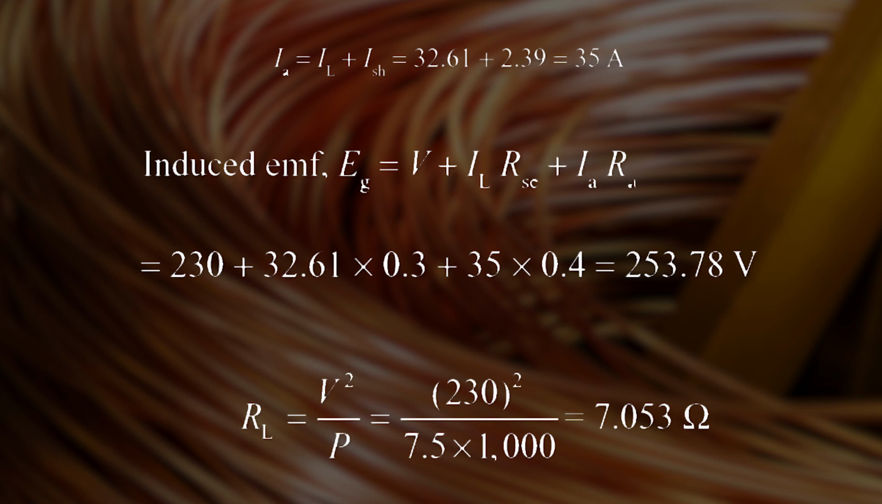Now you have to calculate the value of this load resistance. As you know, the value of load resistance can be calculated as RL is equal to V square upon P, where V is the terminal voltage and P is the power. The value of V is 230, and the value of P is 7.5 kilowatt. Just put these two parameters in this expression and solve it. Then you are able to calculate the value of load resistance RL is equal to 7.053 ohm.